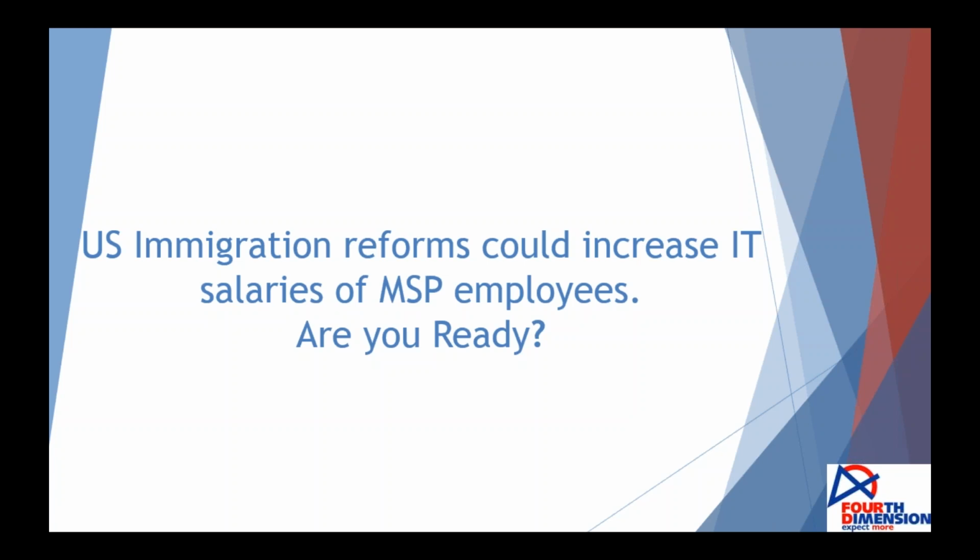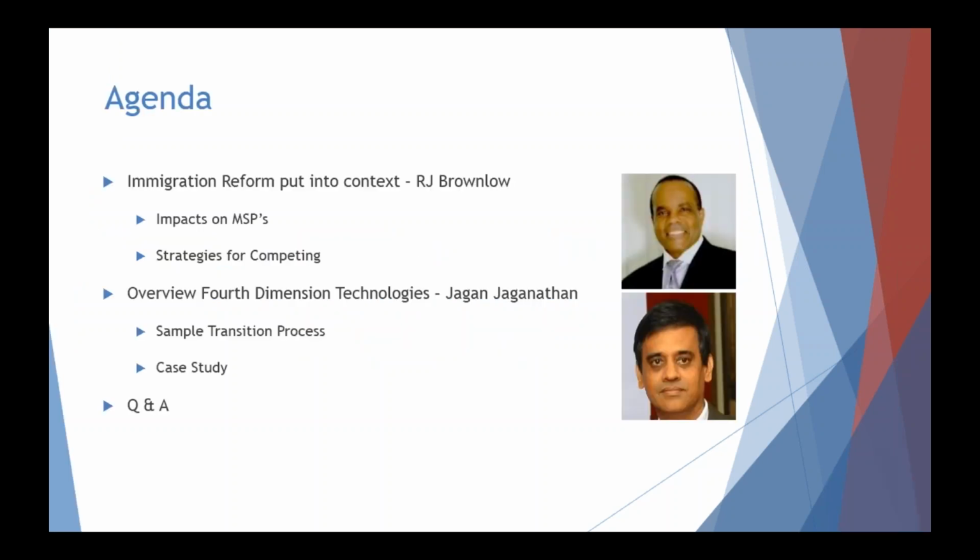Leading our discussion are Miami-based RJ Brownlow, who is our US Business Development Manager, and Jagan, who is our CEO and founder of Fourth Dimension Technologies. RJ will begin by outlining key issues thrust upon our industry, resulting from the new US administration's stated goals. Jagan will follow by providing practical, cost-effective ways that Fourth Dimension can help you meet those challenges. We will wrap up with a question and answer segment. As you can see, there is place for you to submit your questions on the right side of your screen. RJ, you're up.